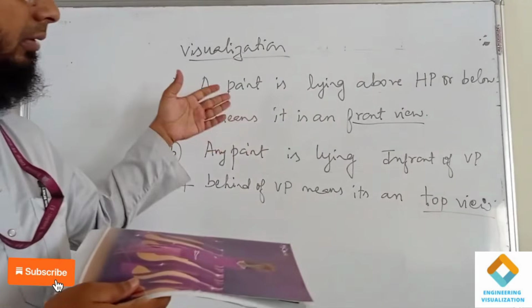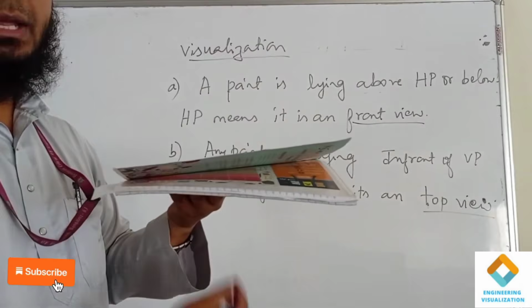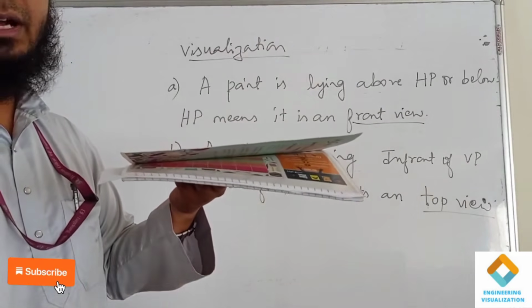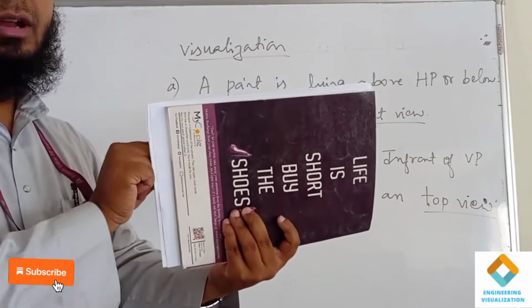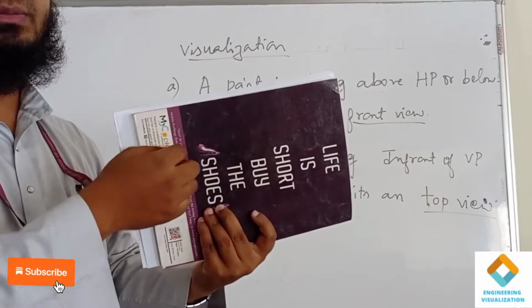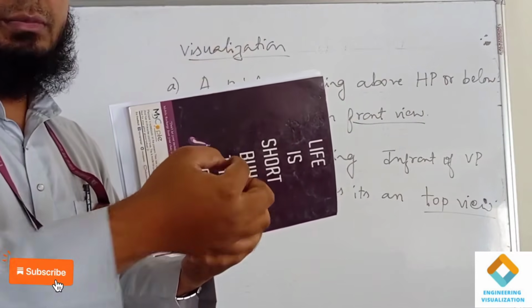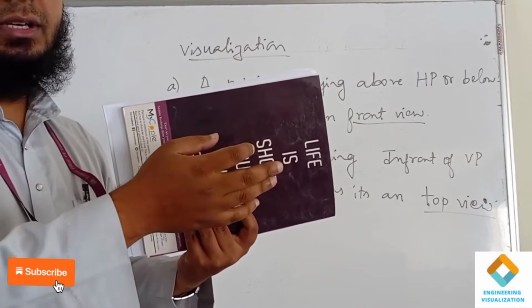I am going to repeat it again. If any point is lying above HP or below HP, it is a front view, because we are able to see those things from the front view. Similarly, if any point is lying in front of VP or behind VP, it is a top view, because the distance, how near or far it is from the vertical plane, can be seen from the top view. Guys, you understood?